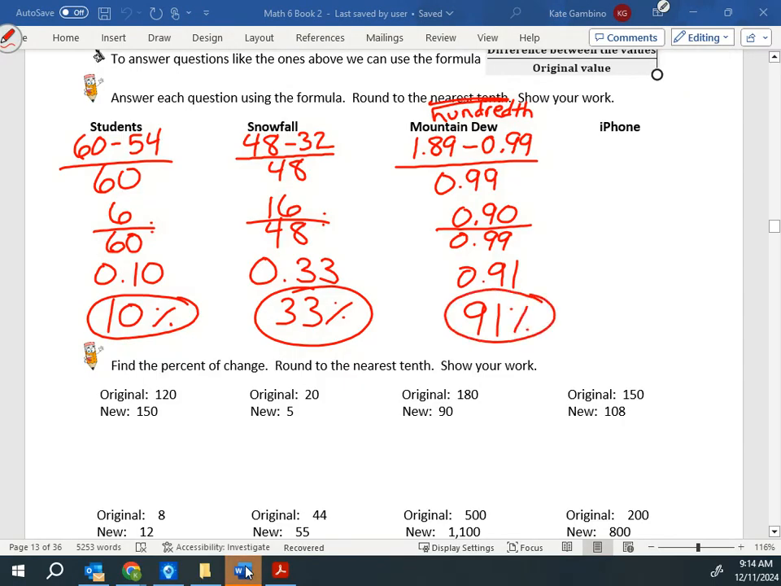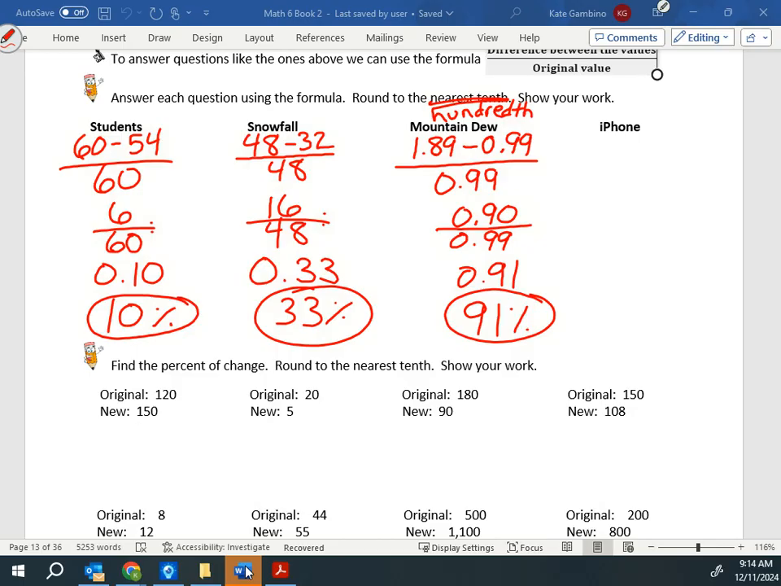So we need to remember when we are rounding to that hundredth place, if the thousands place is 5 or higher, we round up. 4 or less, it stays the same. So rounding matters. We need to remember that rounding rule as we round to the 100th place. Our last one that we're working on from those examples is the iPhone. Who can tell me how to set up my iPhone formula?